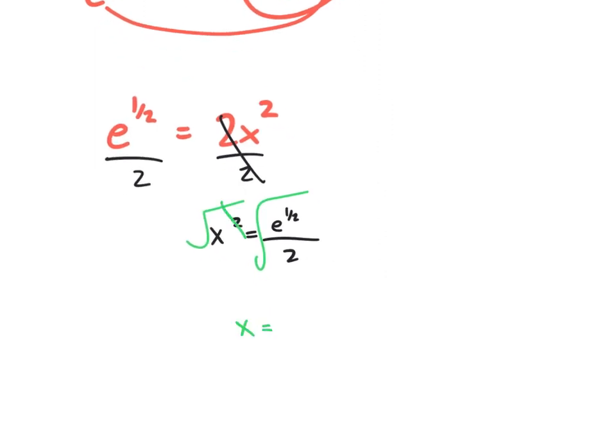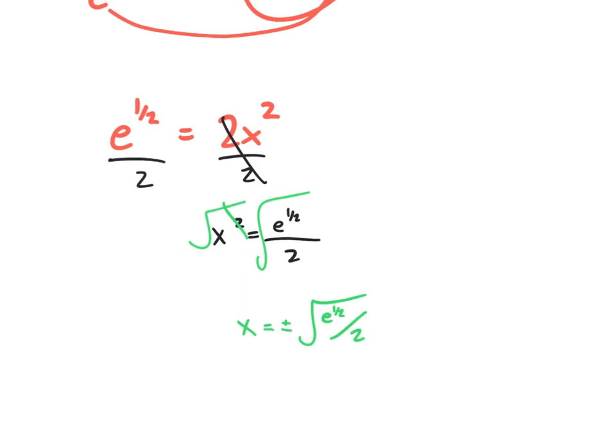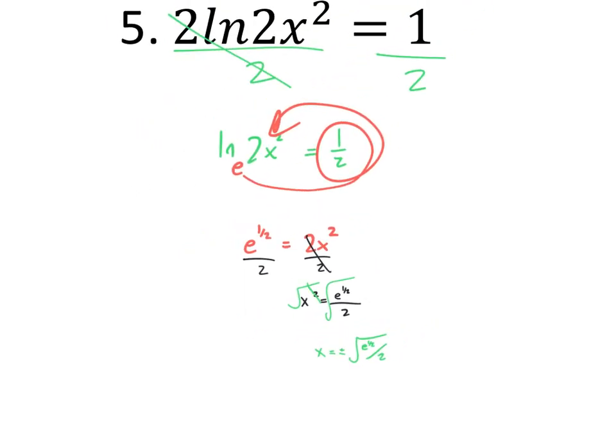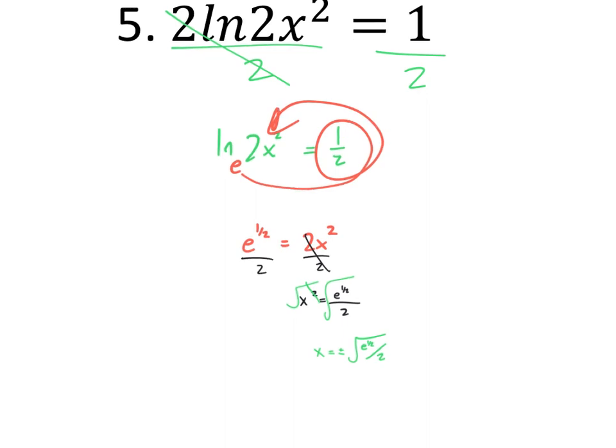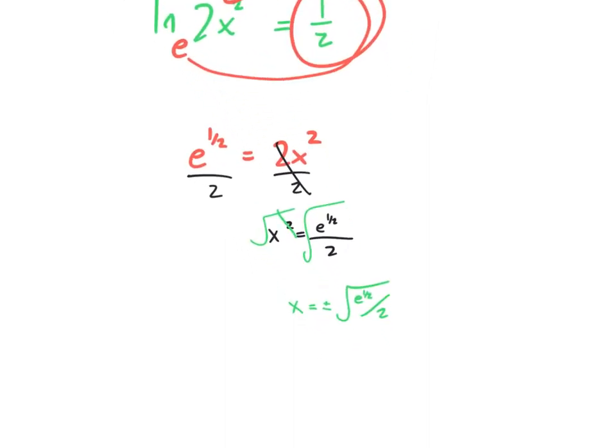And we'll get that x is equal to plus or minus the square root of e to the 1/2 power, all divided by 2. So this might seem very intimidating to you because you don't know what ln really is or what it's about. Now we've got plus or minus and the square root of e to the 1/2 power divided by 2. This can all seem very intimidating and very difficult, and it's normal to feel like that.